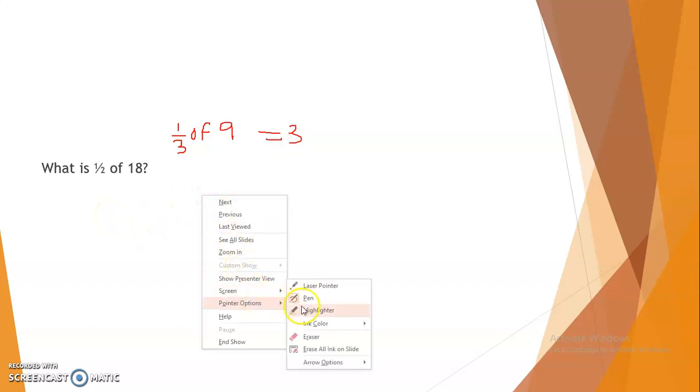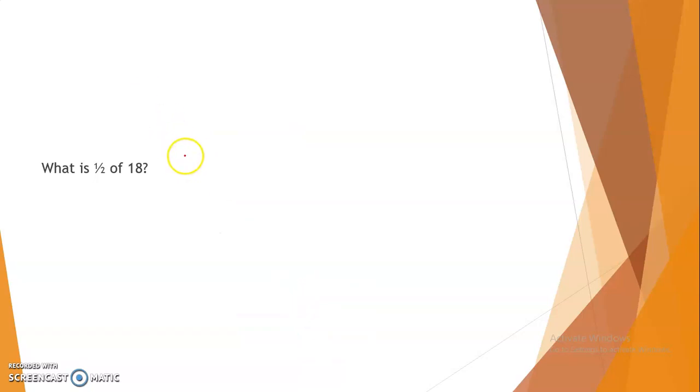Now what is 9 divided by 3? 9 divided by 3 is 1/3 of 9. 1 by 3 of 9, which is equal to 3. What is half of 18? Half of 18 is 18 divided by 2. 1 by 2 of 18 is same as 18 divided by 2, which is equal to 9.